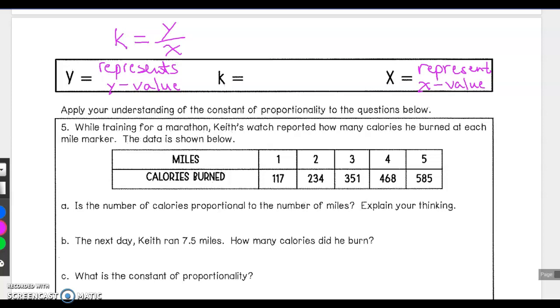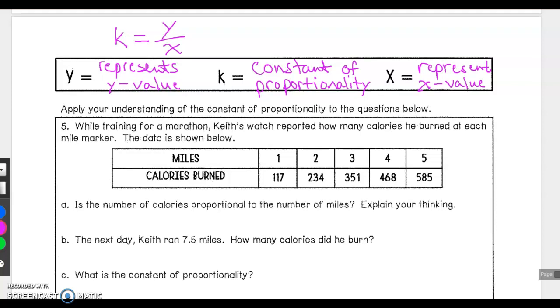This k right here, remember, this is our constant. I don't know why it's a k, but our constant of proportionality. Okay, because constant proportionality means that there's a number we're multiplying by every single time to go from our x values to our y values. How do we find a number we're multiplying by? By dividing. So as always, let's look at some examples.